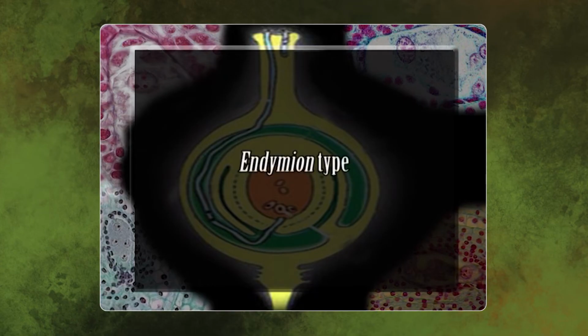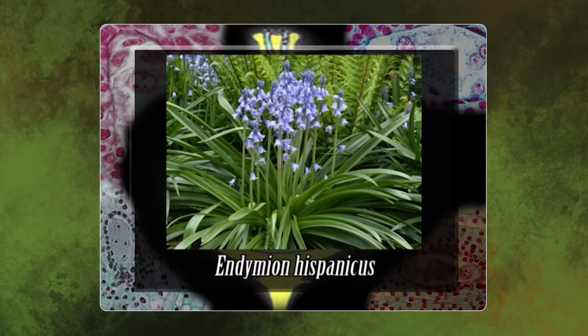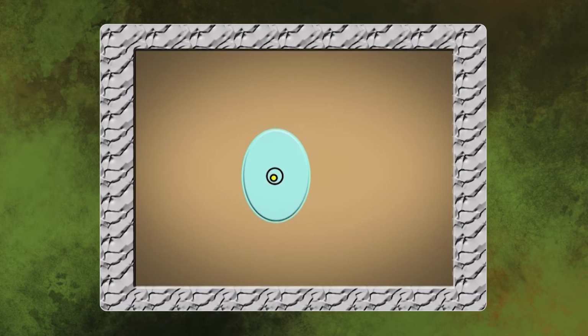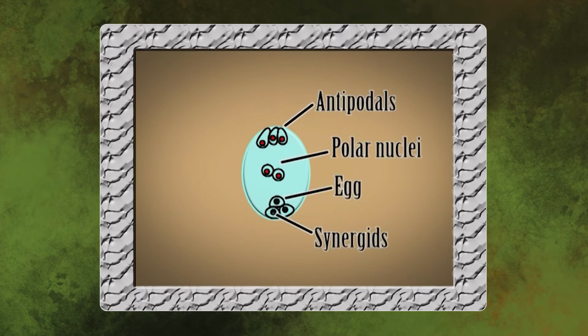The second type of bisporic embryo sac is Endymion type. The embryo sac is formed by the micropylar dyad. This type was first described in Endymion hispanicus. In this type, the megaspore mother cell undergoes meiosis I, forming a dyad. The micropylar dyad cell is functional while the chalazal dyad cell degenerates. Its nucleus divides to form 2, 4 and finally an 8-nucleate embryo sac comprising egg, 2 synergids, 2 polars and 3 antipodals.